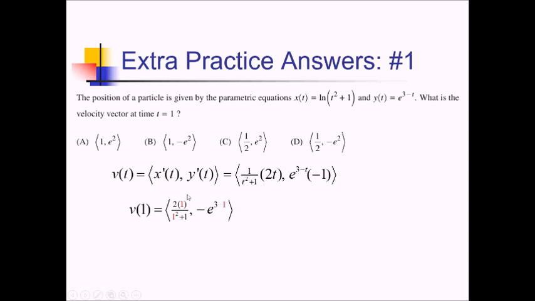Cleaning that up a little bit, this is really 2 over 2, which is just 1. And over here, this is just going to be negative e to the second power, which ends up giving me answer choice B.